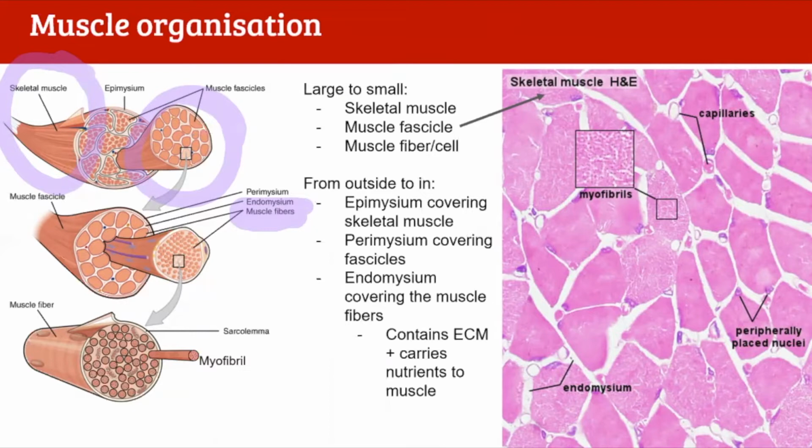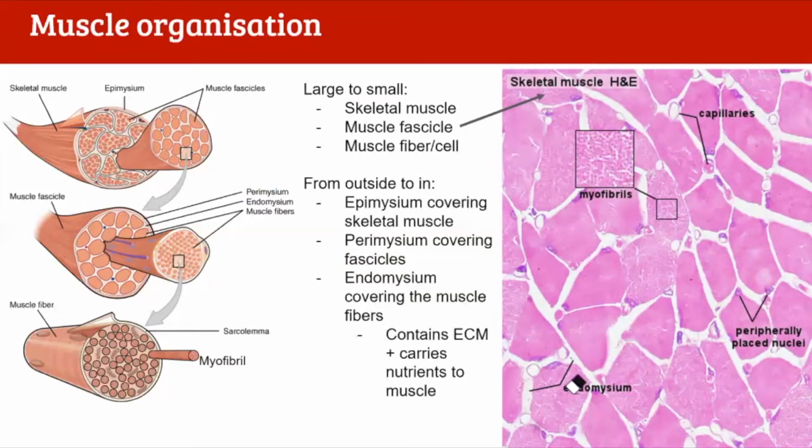If you have a look at these diagrams, you'll also notice that the skeletal muscle is wrapped by a layer of epimysium. The muscle fascicles are wrapped by a layer of perimysium. This is just connective tissue around it. And you've got endomysium covering the muscle fibers. So from big to small, you've got epi-, peri-, and endomysium. What these contain is ECM, extracellular matrix. They carry nutrients to the muscles and whatnot.